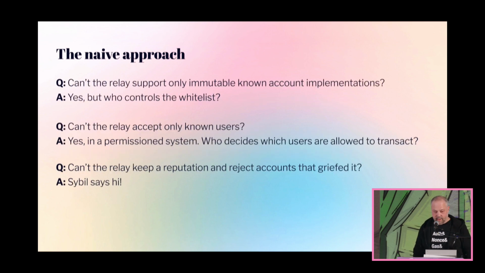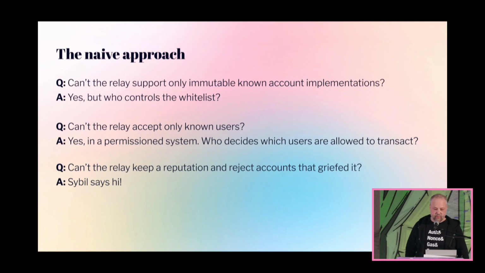Now, how can the relay protect itself? We'll again try some naive approaches. What if the relay keeps a whitelist of known account implementations that don't grief it, and the relay only accepts these account implementations? That's fine, but then who gets to decide what account implementation is legitimate and says that everything else is not? So it's permissioned in the sense that innovation is now permissioned.